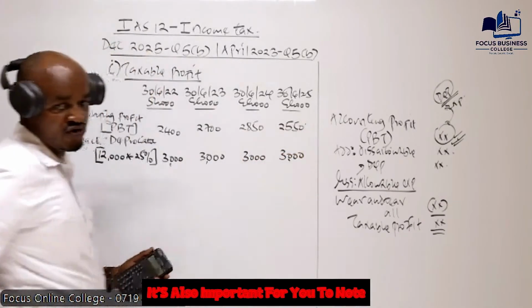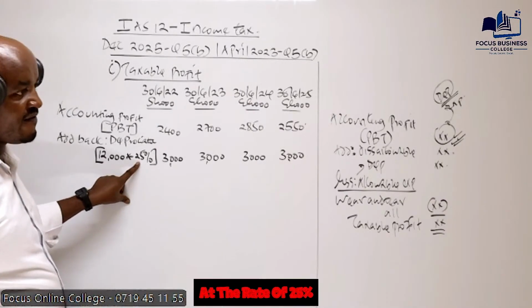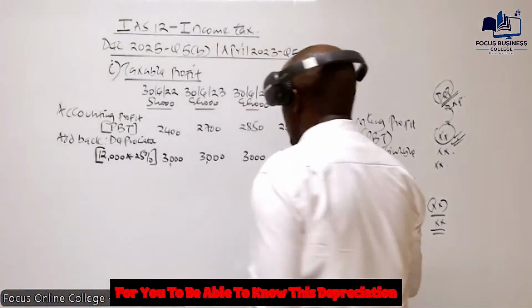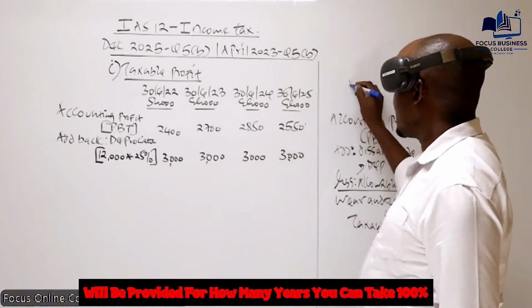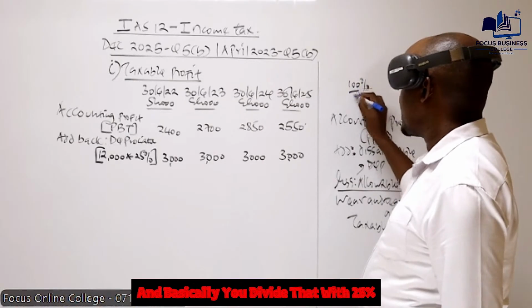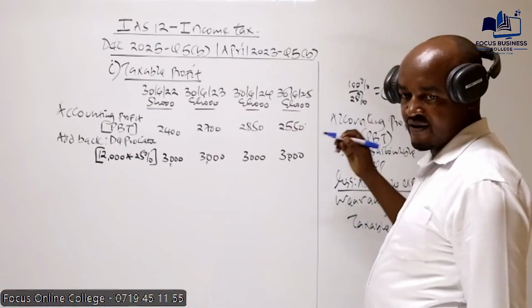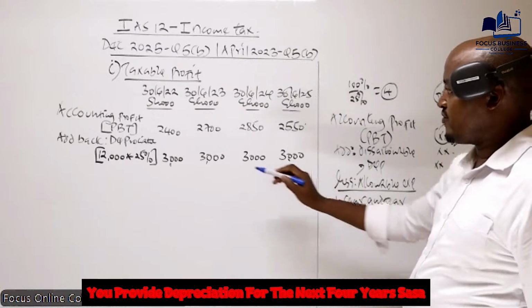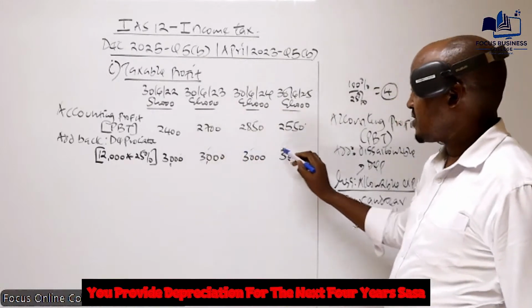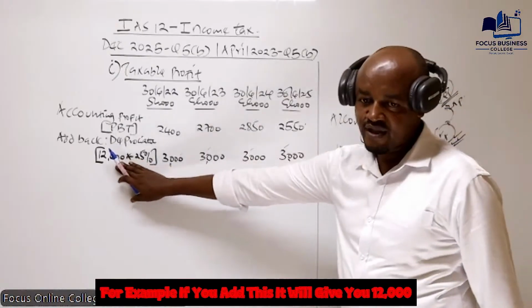It is also important for you to note that if, for example, we are depreciating an asset at the rate of 25%, for you to be able to know this depreciation will be provided for how many years, you can take 100% and basically you divide that with 25%. So this one will give us 4 years. So if you are depreciating an asset on straight line, you provide depreciation for the next 4 years. And that's why, for example, if you add this, it will give you 12,000.